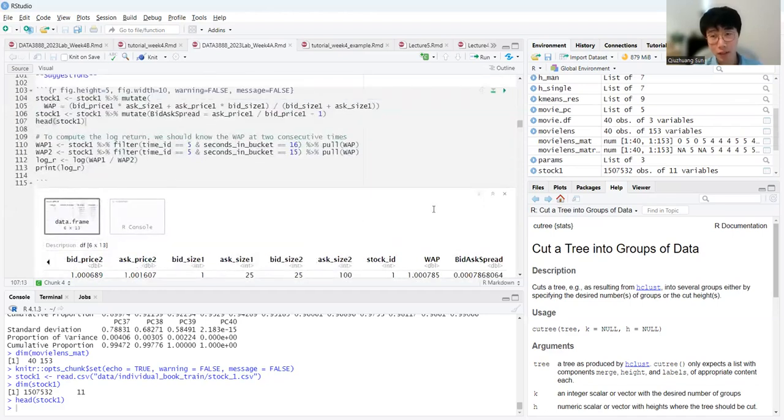And based on the weighted average price, we can also compute the log returns. And to look at the log returns, say we want to compute the log returns at time t.